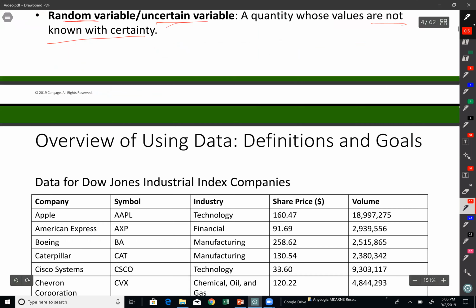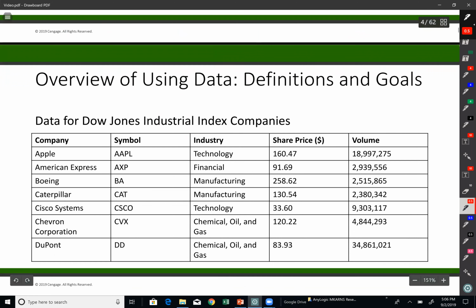Here you see Dow Jones Industrial Index, which consists of 30 companies traded in the United States. These are really big corporations. Let's see a couple of examples here. For example, we have Apple Corporation, American Express, Cisco, etc. And each company has a ticker or symbol. These are publicly traded companies. And you can see their industry. For example, Apple is in technology, Boeing is in manufacturing, Caterpillar is in manufacturing, etc.